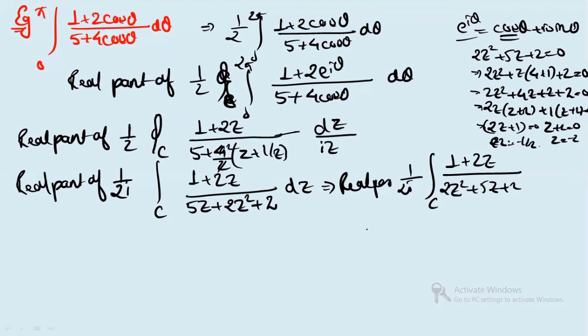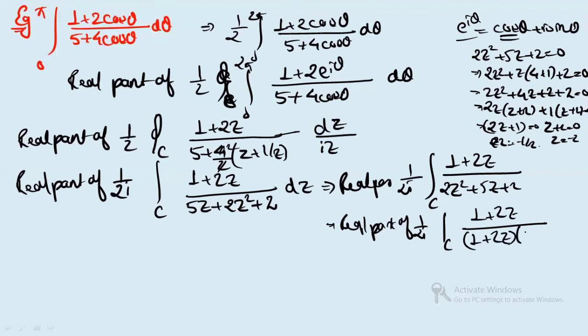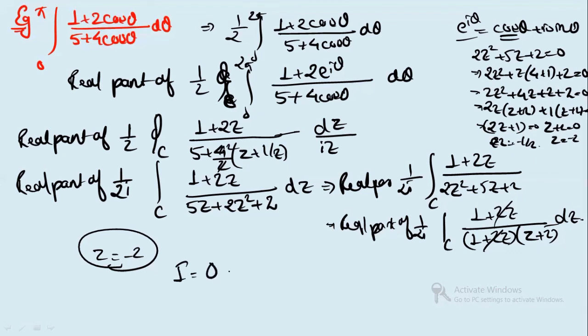So here if I write real part of 1 by 2 iota closed contour 1 plus 2z, and here you have z plus 2 — so this will get cancelled, yes or no? And you will see you have only one pole, z equals to minus 2, which is outside the contour. That means the function is analytic, right? So you will get the value of the integral to be 0. 2 pi i into the sum of the residues. The function is analytic, that means you will have no residues.